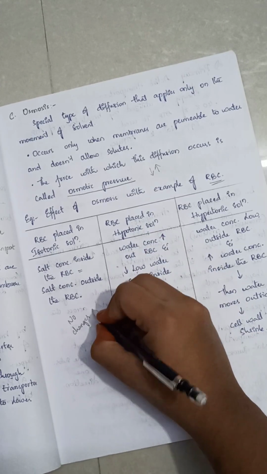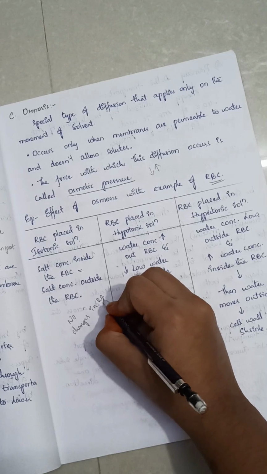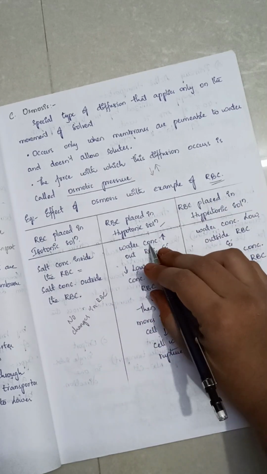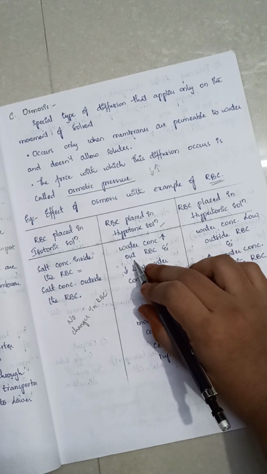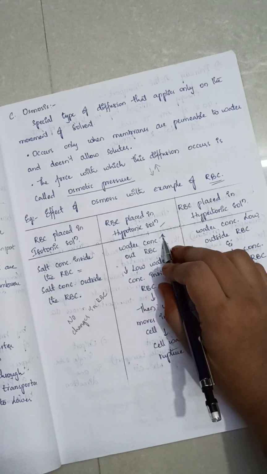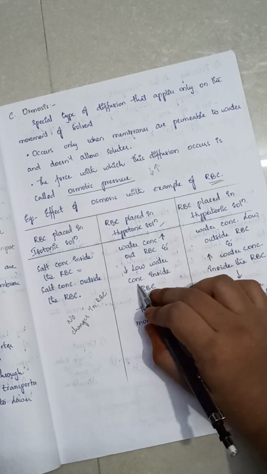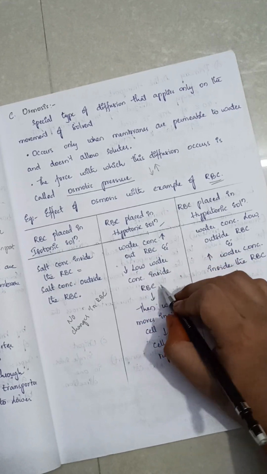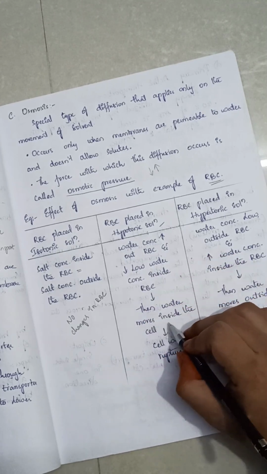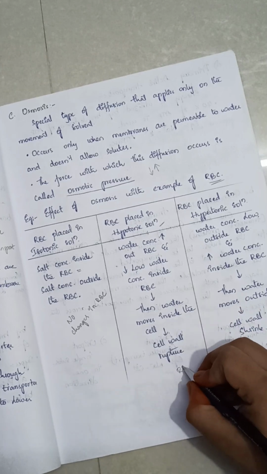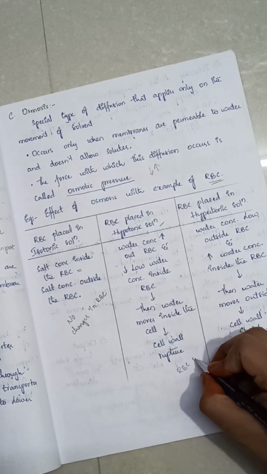Water concentration is high outside the RBC and low water concentration inside the RBC. What happens then? Water moves into the cell and the cell ruptures, then the RBC dies. The RBC ruptures.